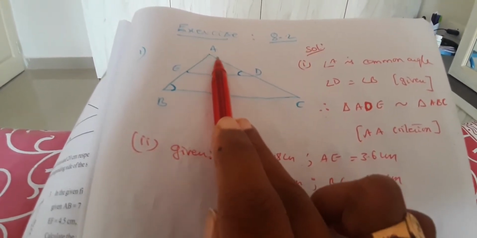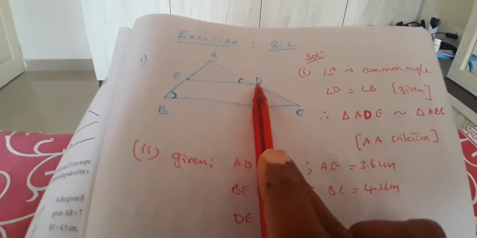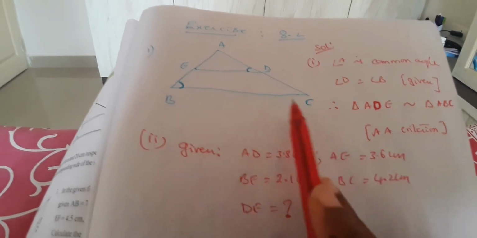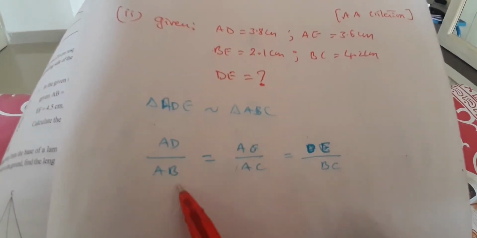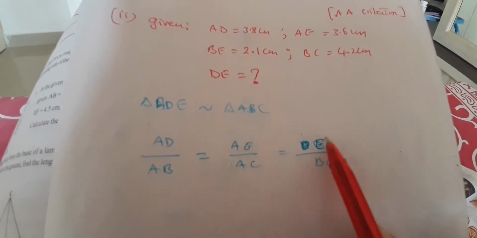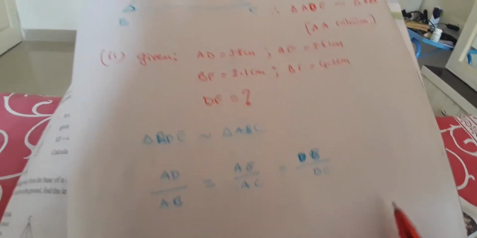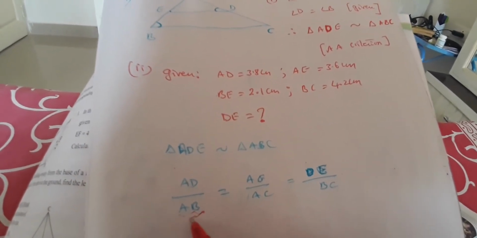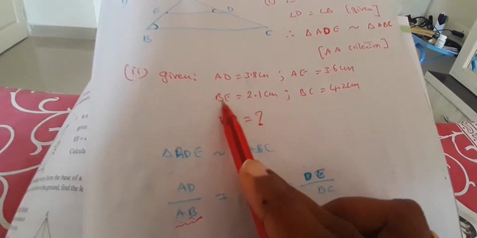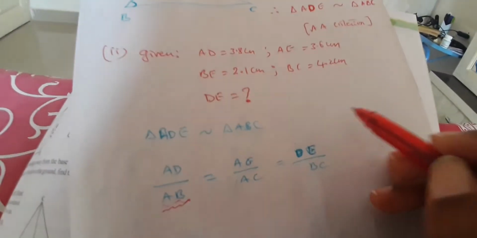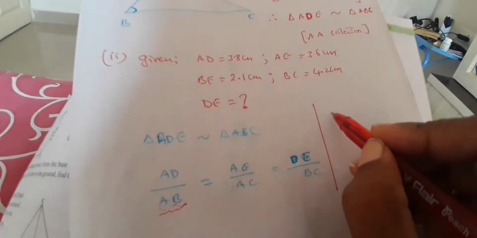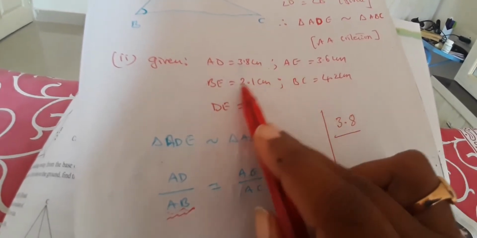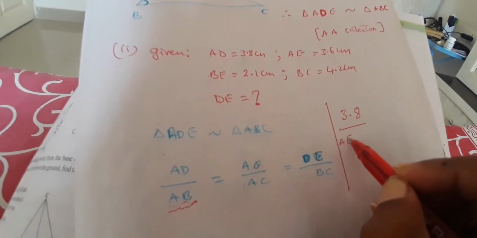So now what is the statement from similarity? The ratio of corresponding sides is the same. So AD by AB is equal to AE by AC is equal to DE by BC. That is what we are writing. Now the problem here is we don't know the exact AB value, is it not? AB is split into AE plus EB. So let me substitute it here. So you get AD value to be 3.8 by AE plus BE. Let me write it so that it will be clear for you.